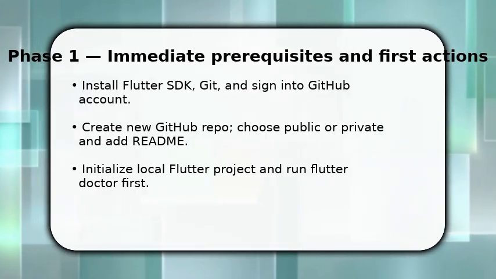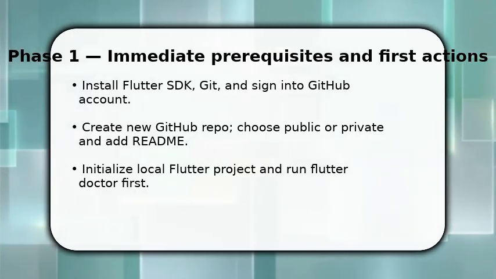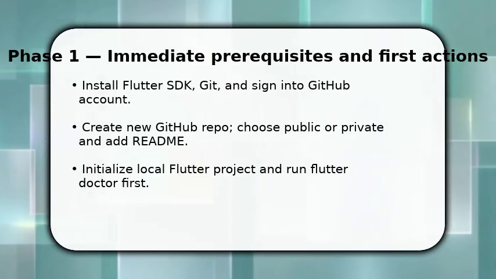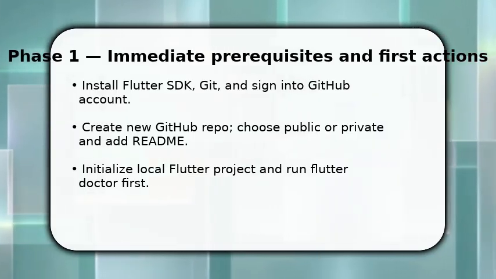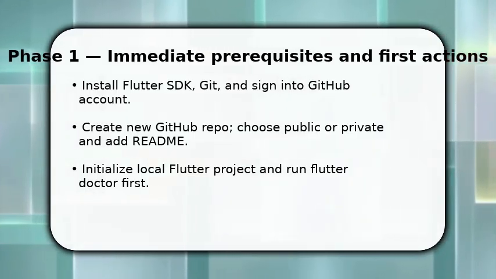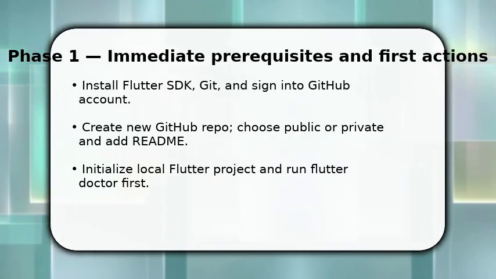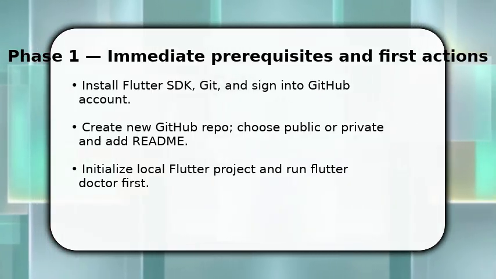Once done, connect to the remote by copying the repo's SSH or HTTPS address. You'll use that for git remote add origin. Make sure Flutter Doctor shows no blocking issues before pushing code so the remote will build cleanly.